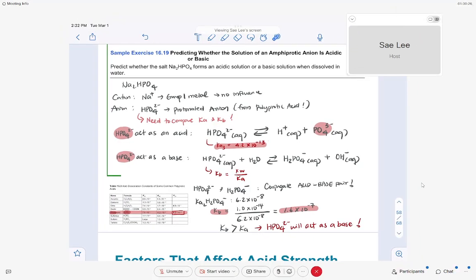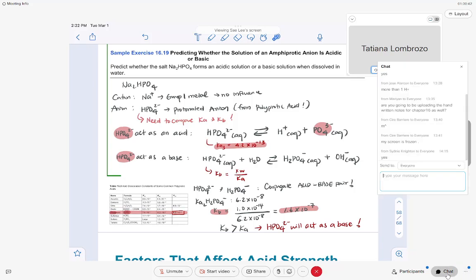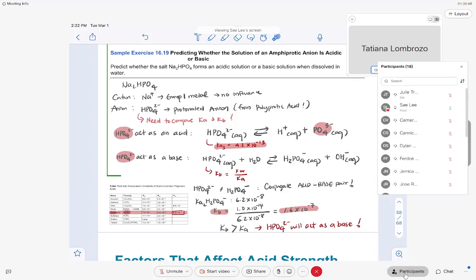Dr. Lee, could you go over what you just went over one more time? I'm just a little bit confused about how you determine which value is bigger, the Kb or the Ka, and how that makes it an acid or a base. Which part? Comparing Kb and Ka? Yes, and then also, how do you determine that it's a base or an acid? How it acts as a base or an acid?